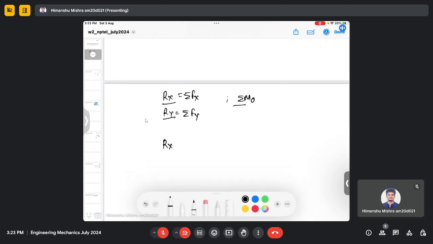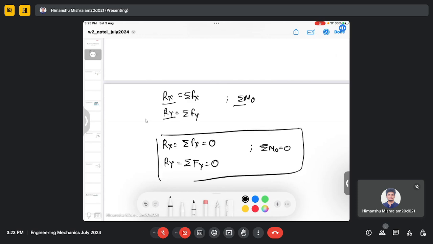The first condition is Rx, which is the summation of Fx, should be zero. The second condition is Ry, the resultant force in the y direction, is zero, and the third is that the summation of moments about any point should be zero. So these three conditions are sufficient to satisfy equilibrium. If you have a system in equilibrium, it should satisfy these conditions.